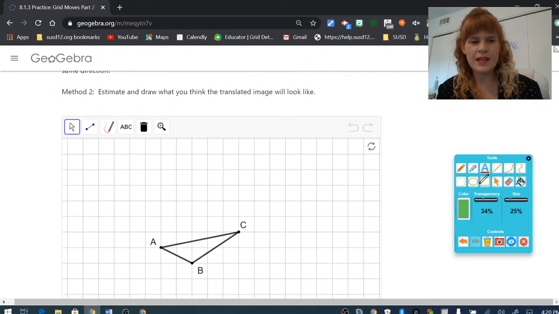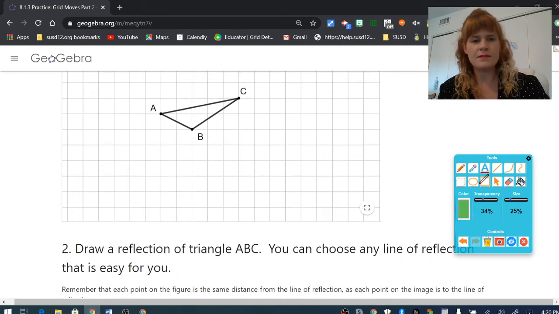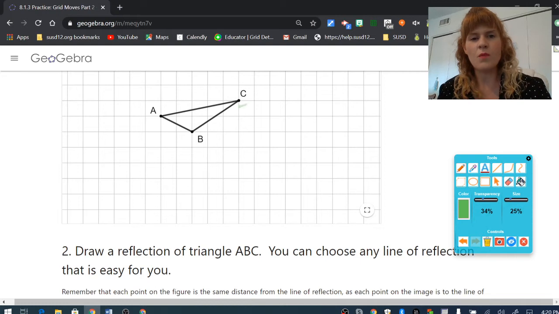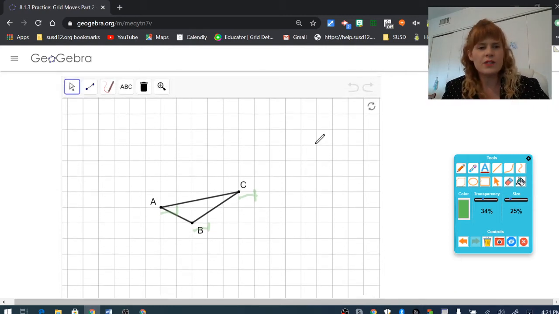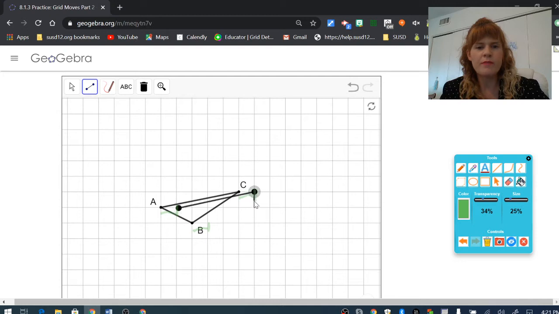Okay, for a translation, everything moves in the same direction by the same distance. So if I move point C one space this way, then I move point B one space this way, and I move point A one space this way. So I can draw my translated image by going to the line segment tool, and then just moving each point over one space. That's an easy way. There's a translated image of triangle ABC.